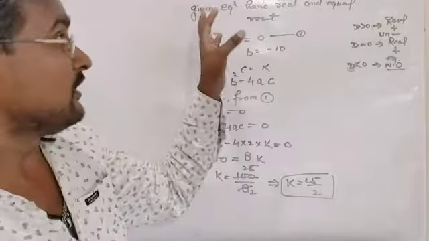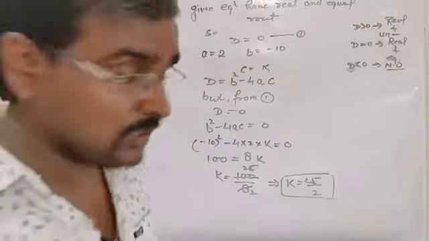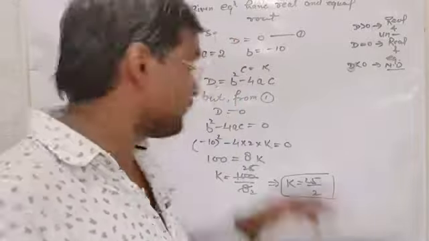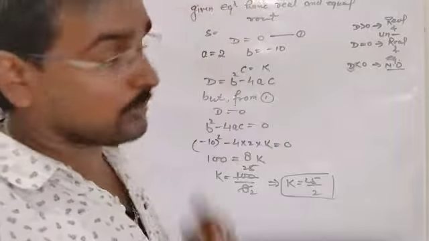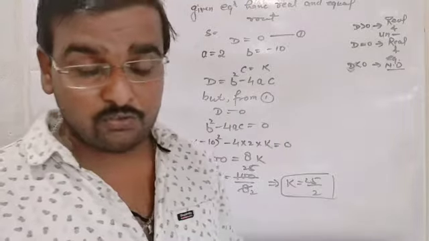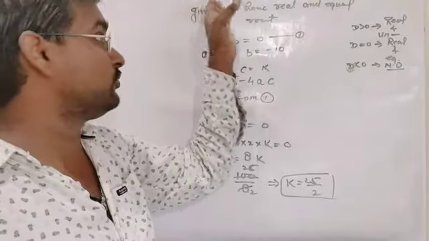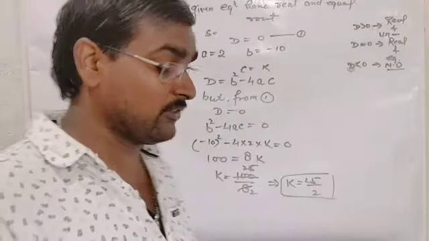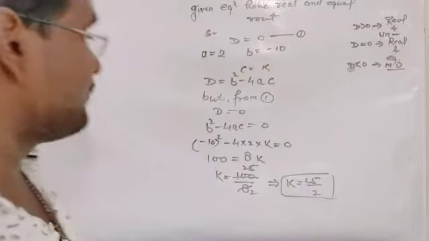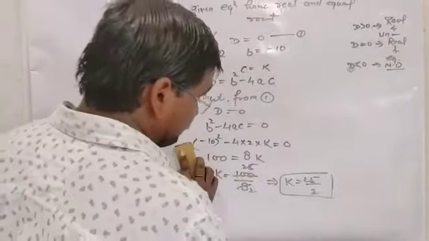When the roots of the equation are real and equal, we put d equal to 0. The value of d is equal to b square minus 4ac. The values of a, b, c are obtained from the quadratic equation ax square plus bx plus c. In this case a is 2, b is minus 10 and c is k. So put these values and the value of k is obtained. Just like this, many questions can be solved with this type of condition. Okay.